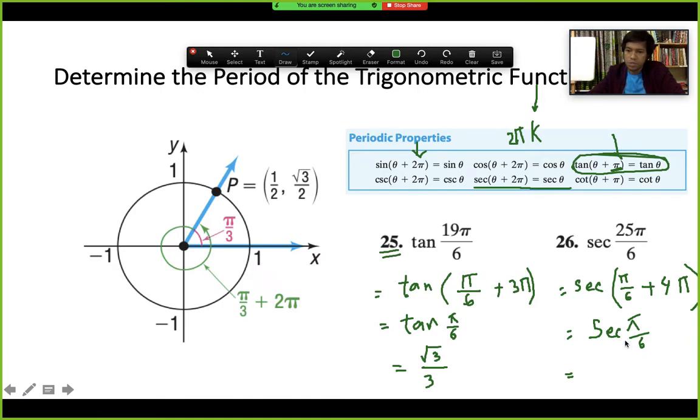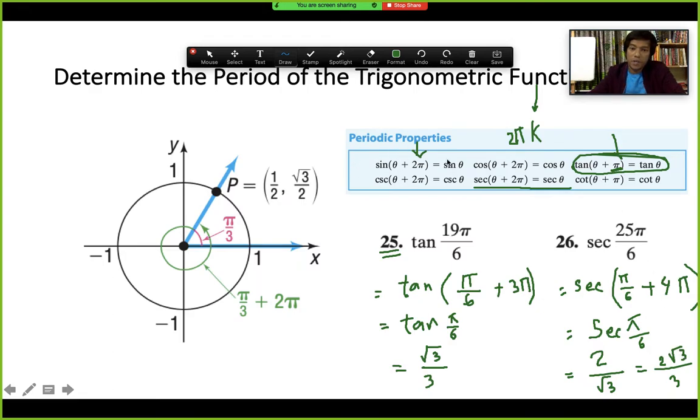Root 3 by 2 is the cos 30 degree value, so this will be 2 by root 3, because it is the reciprocal. But we cannot leave root 3 in the denominator, so we have to rationalize it. So we write it as 2 root 3 divided by 3. This will be our final answer.